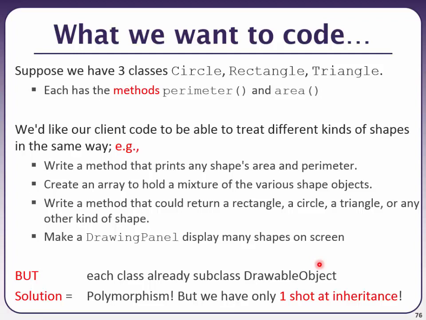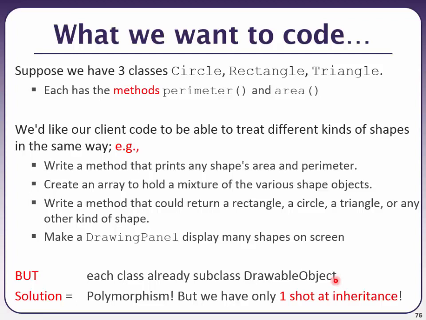So yes, I want to use polymorphism. Putting those methods, perimeter and area, in the superclass of circle, rectangle, and triangle would be the solution. But since circle, rectangle, and triangle already inherit from another class, drawable object, then I cannot make them inherit from more than one superclass. And that's a problem in Java. Actually, that's a problem in a lot of modern object-oriented programming languages.